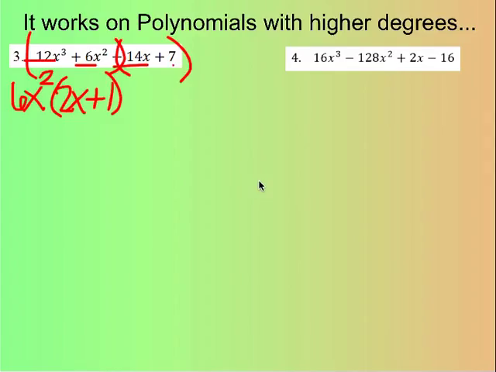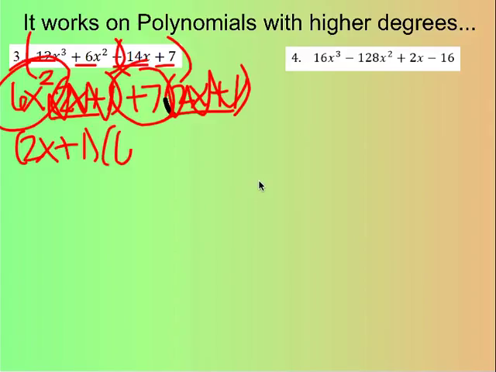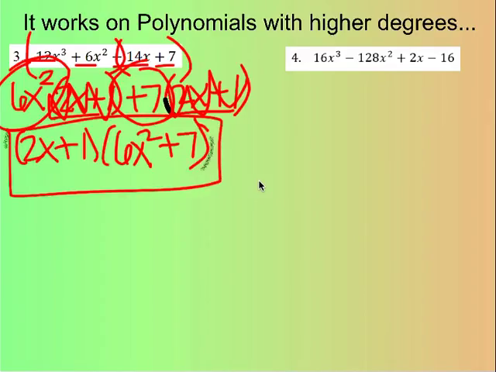And then 14x and 7, I can only take out a 7. I'm not taking out any x's because there aren't x's in both terms. So 14 divided by 7 is 2, and then the x is going to stay there. And then 7 divided by 7 is 1. Remember that that's 1, not 0 when they cancel out. So here I have 2x plus 1 and 2x plus 1, so I can go ahead and factor those out. And then once I've factored those out, what's on the outside is 6x squared plus 7. Okay, so now these are my two factors. And again, remember if they're flip-flopped, that's okay. It means the same thing.